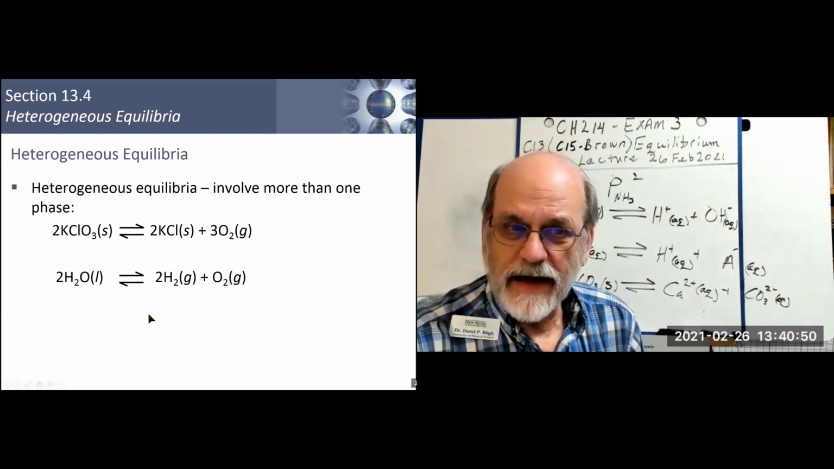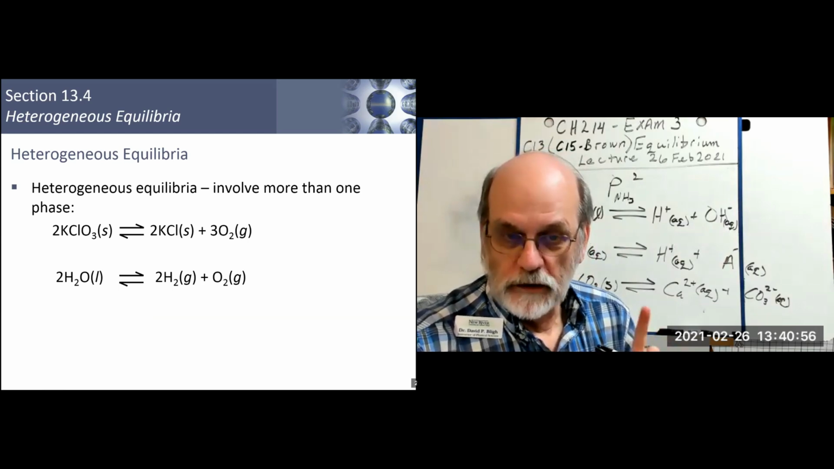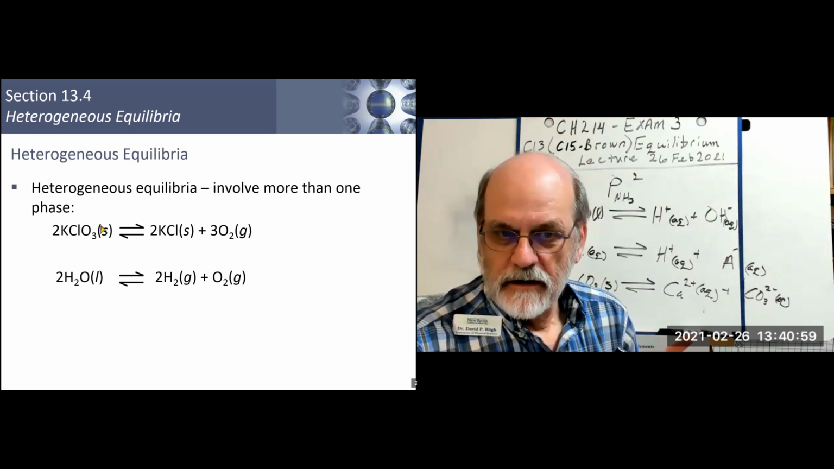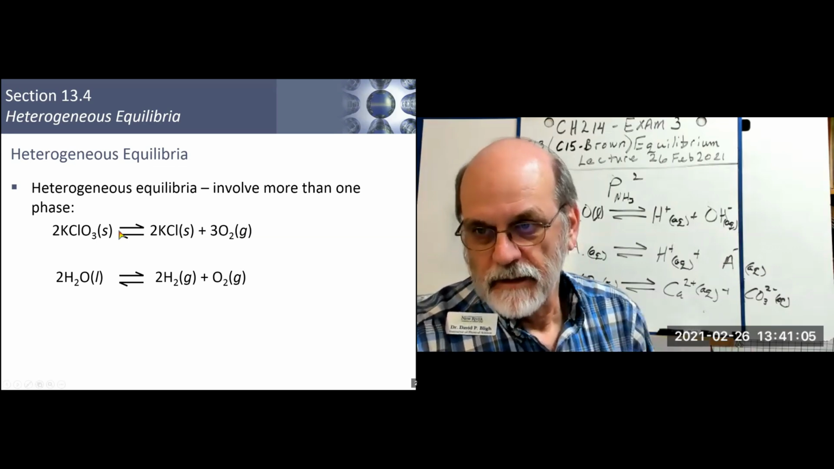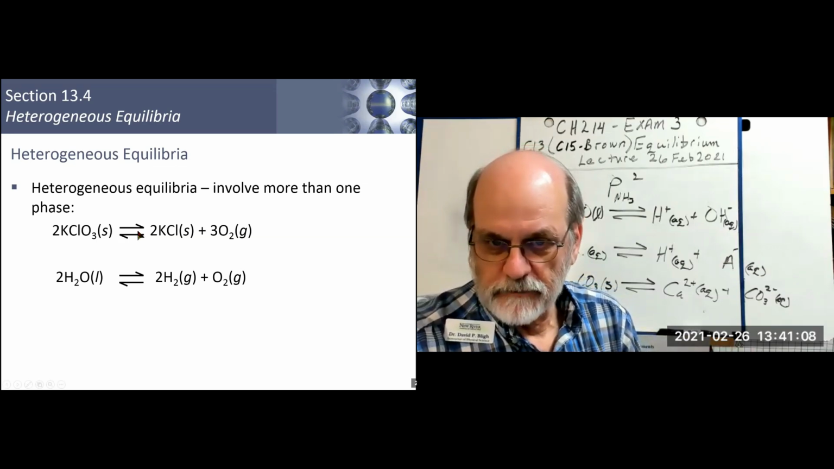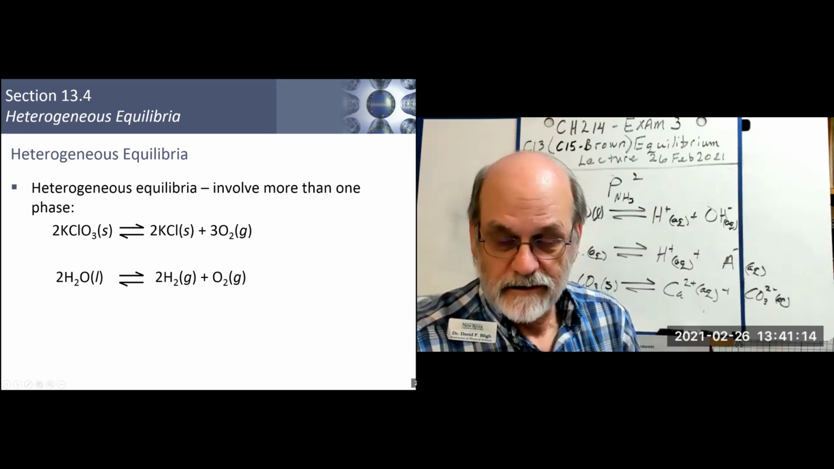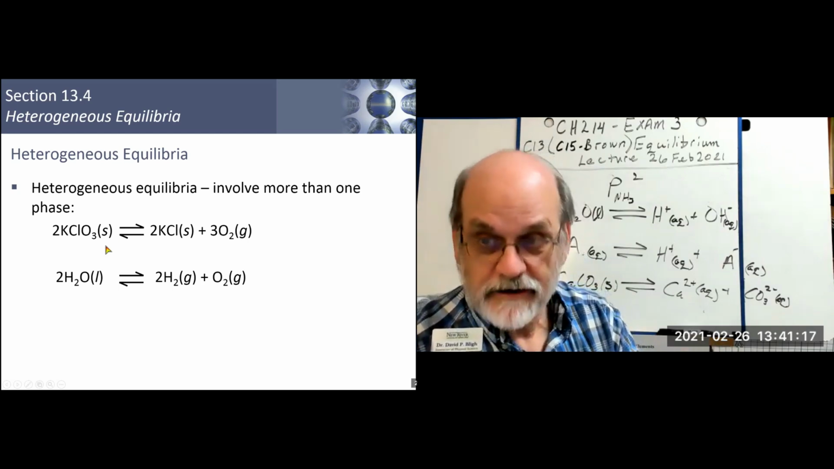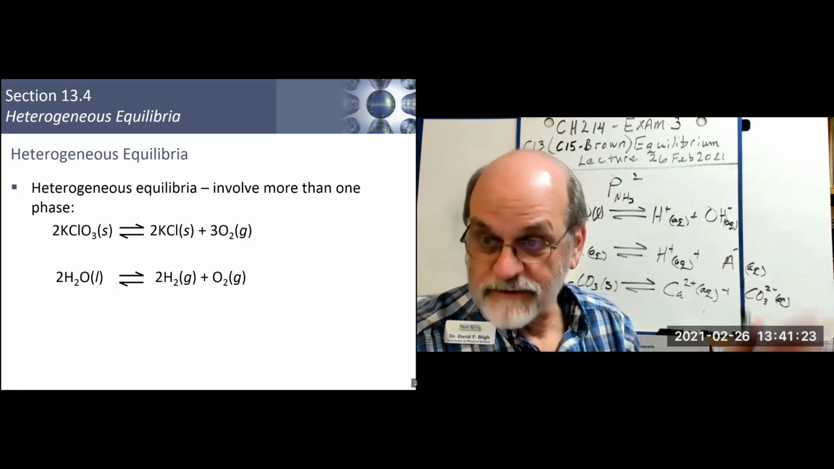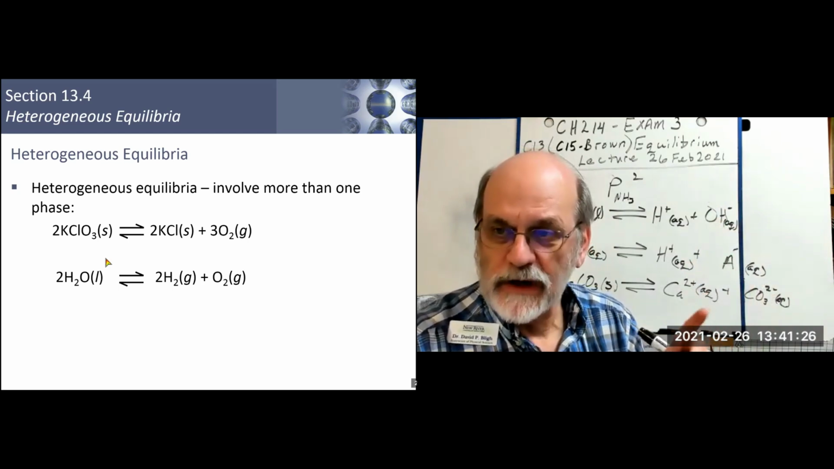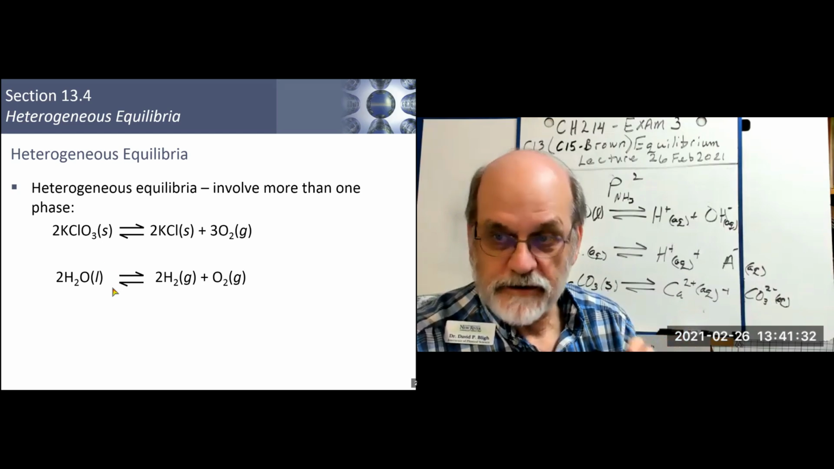So, when you have a heterogeneous equilibrium, we apply a rule. And that rule is that any solids in the equilibrium disappear. They are not part of the equilibrium expression. Why? Because their concentration doesn't change. A solid is a solid, and it's a solid until it disappears. No concentration change at all. So the solids are left out. Same thing for pure liquids. This liquid right here, water, is not part of the expression.